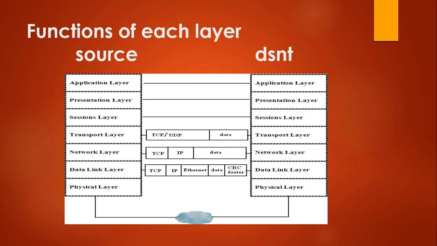As you see in the diagram, the transport layer works on TCP/UDP plus data, the network layer adds the IP header to the TCP plus data, and the data link layer adds the Ethernet header and the CRC footer. Then the packet goes from one PC to another PC.